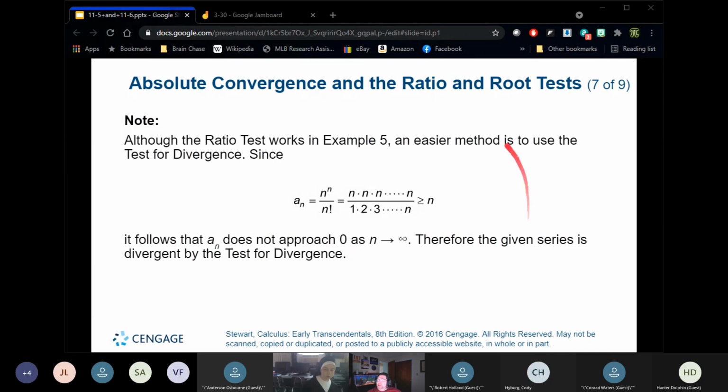But we're going to look at more situations like this in section 7, where we're looking at what's the best test to use for every one of them. You can use multiple tests. Sometimes it's just not the easiest one to do. And this is one of those situations where the test for divergence actually would have been faster.